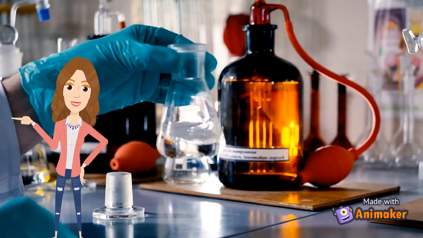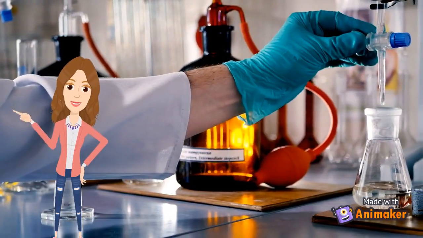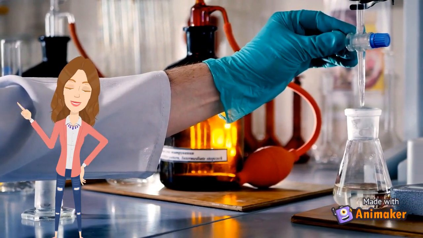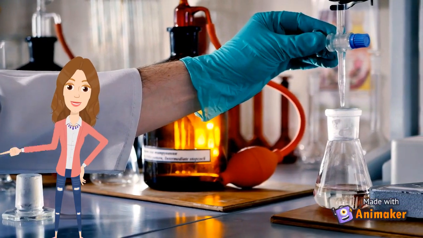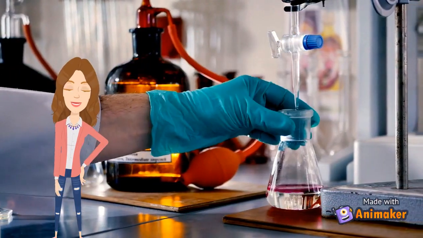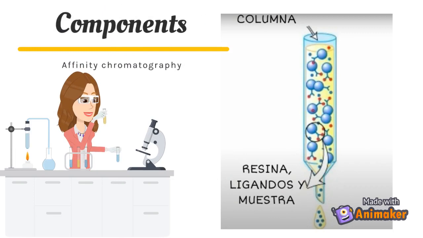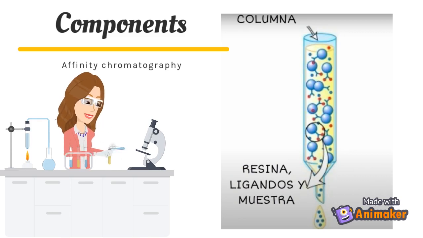In affinity chromatography, a ligand is chemically immobilized on the solid support, so that when the mixture is passed through the column, those molecules that have a specific affinity to bind to the ligand are retained. Components of affinity chromatography: it is usually carried out in a column, which is filled with the supporting material or the matrix, for example, resin, ligands, and sample.